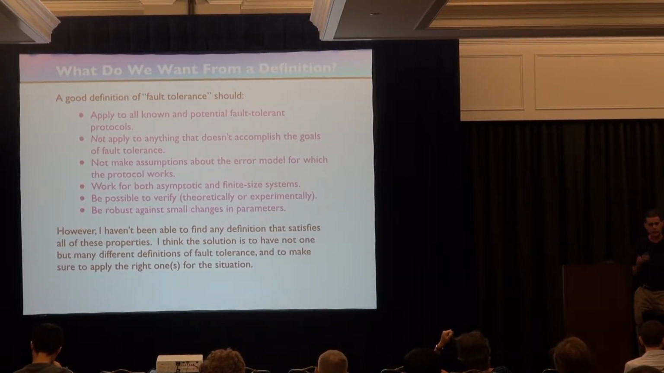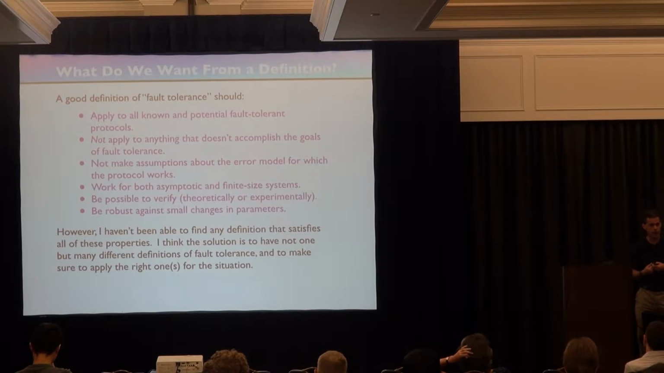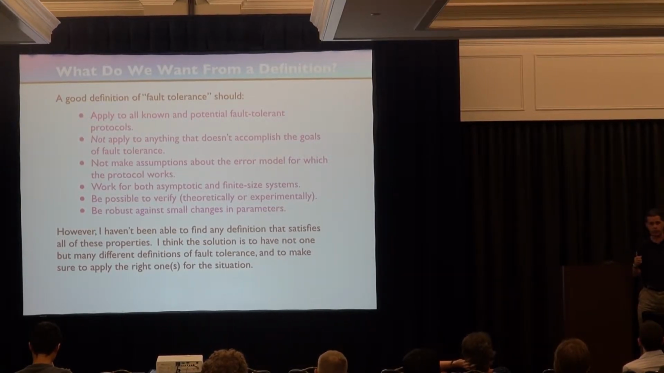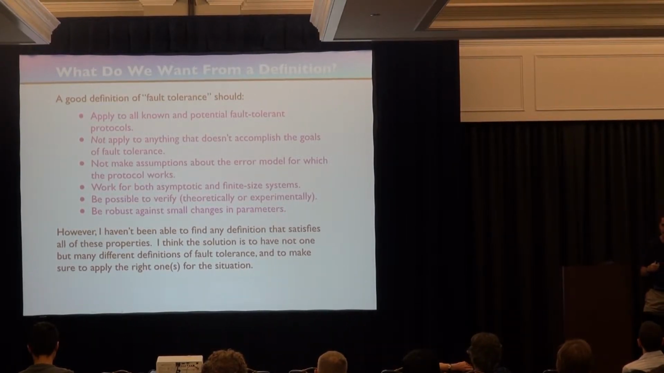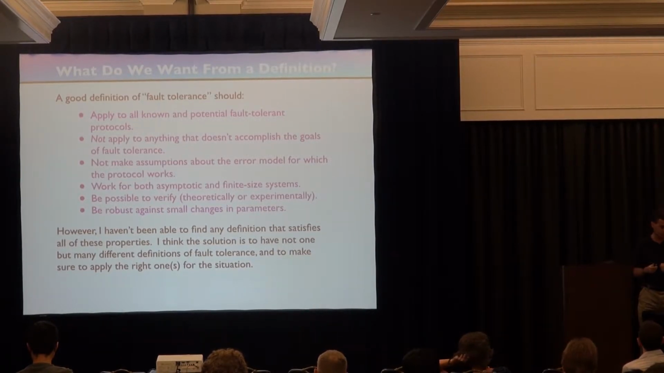And that instead, the approach that we should take is to come up with a list of fault-tolerant properties. And if you want to take a rigorous approach, you would say, okay, I have this protocol, and I can prove that it satisfies these particular fault-tolerant properties. And then you have to pick the properties that are most appropriate to the situation to use.